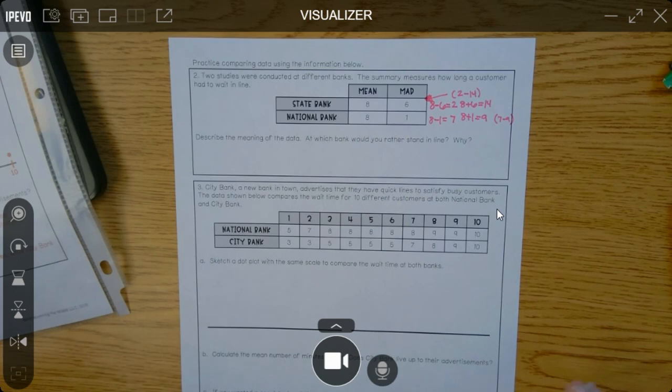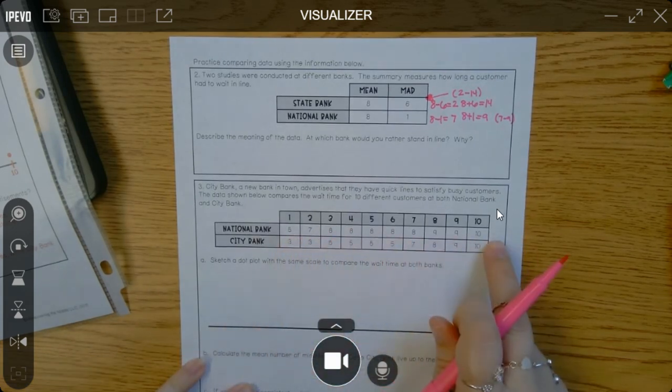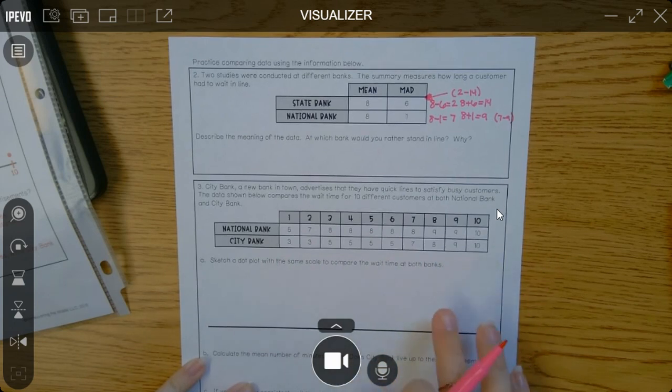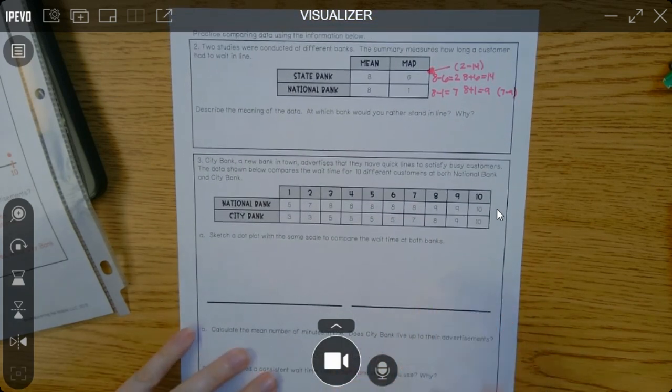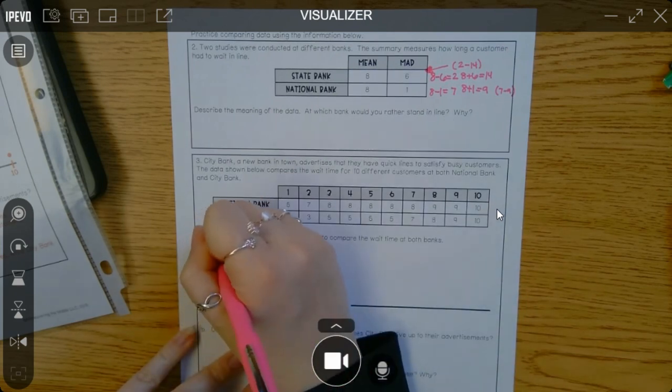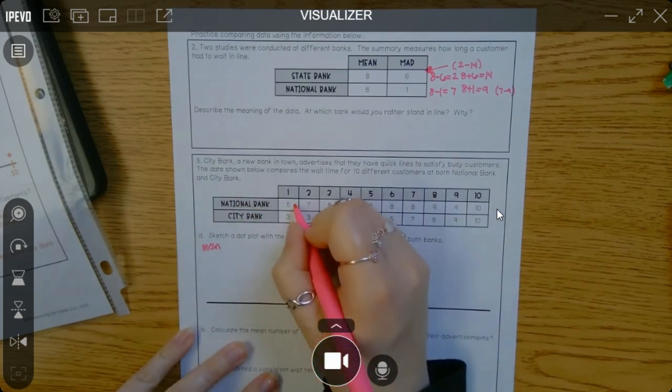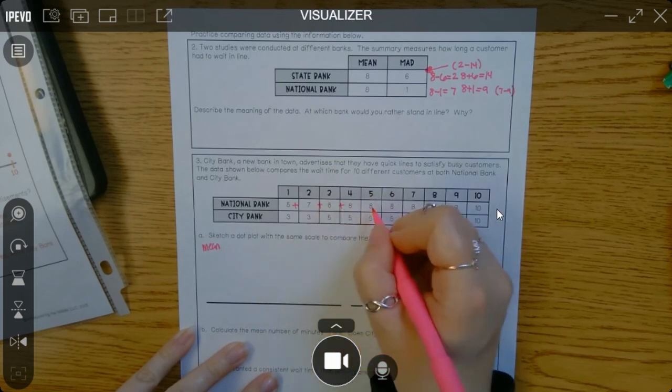Okay. The next one says Citibank, a new bank in town, advertises that they have quick lines to satisfy busy customers. The data shown below compares the wait time for 10 different customers at both of those banks. So here are the wait times at National, and here are the 10 wait times at Citibank. So at National Bank, let's find that mean value. I'm going to add all these together.